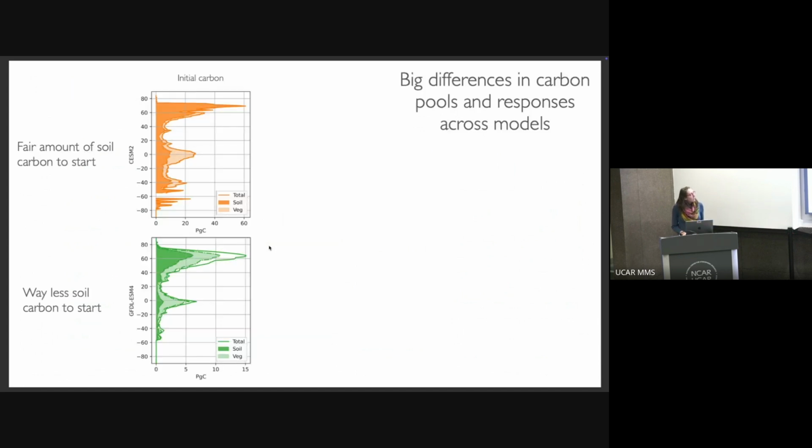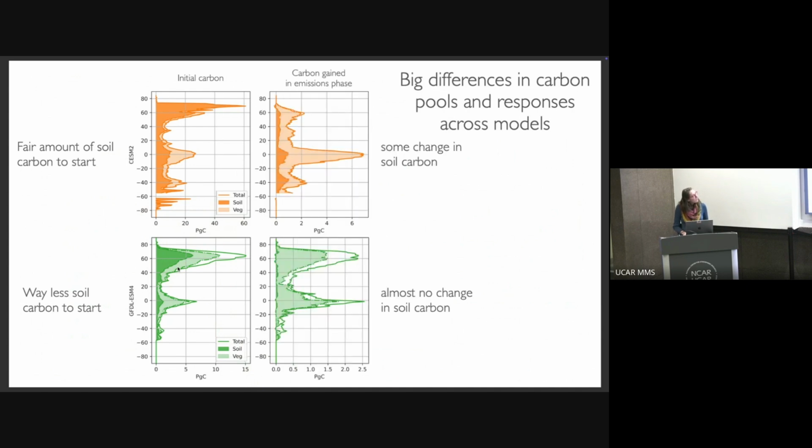We can also look at the differences in where that carbon is located. So on the top here, I have CESM and the bottom GFDL. The x-axes here are showing the amount of carbon, the total line, and then divided into soil, vegetation, and litter. Notice the scale on CESM goes to 60, but it only goes to 15 for GFDL. GFDL has far less soil carbon to start with compared to CESM. And then if we look at how much carbon is gained during the emissions phase, you can see GFDL gains almost no soil carbon. CESM gains a lot of vegetation carbon and some soil carbon. So really different behavior of what's going on with land carbon cycling.